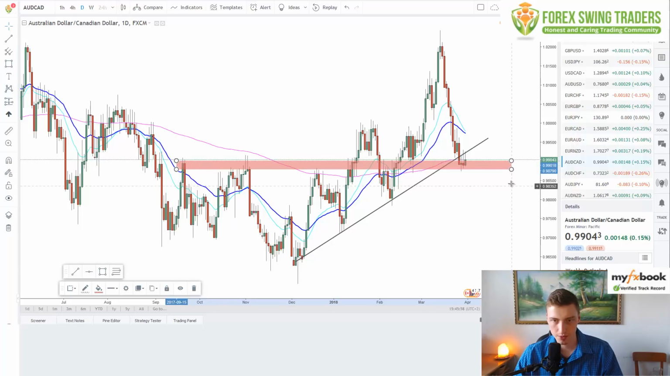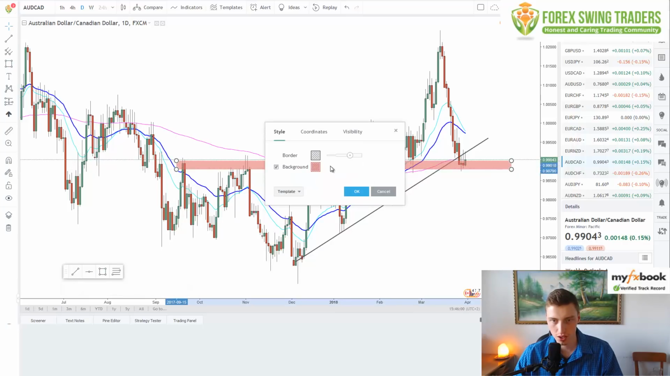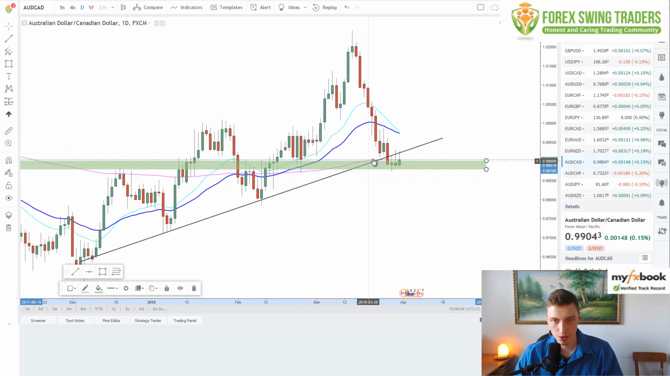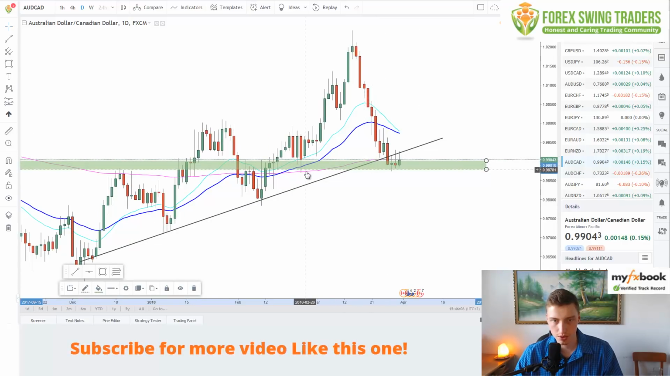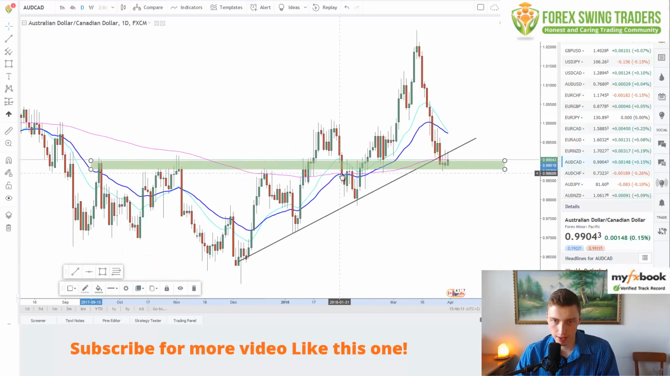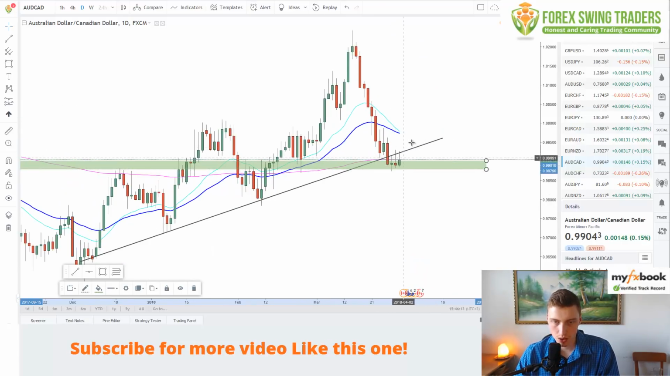It's a support. So let me change the color for you. And here's also EMA 200. Okay, EMA 200, this magenta or purple line, right? And now we are looking for bullish price action to get into this bullish movement.